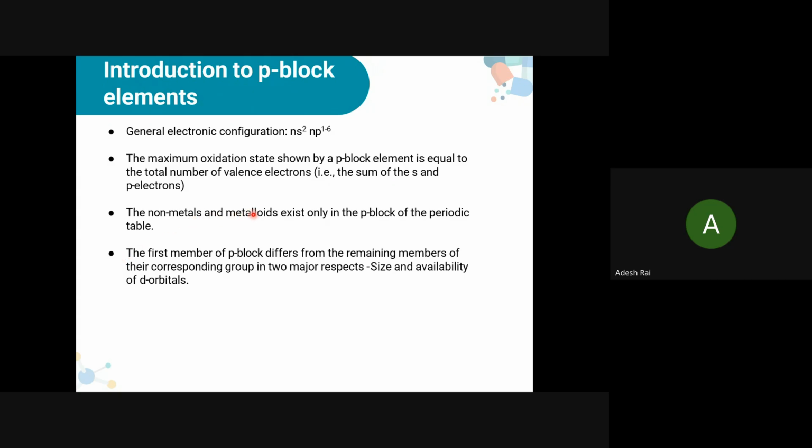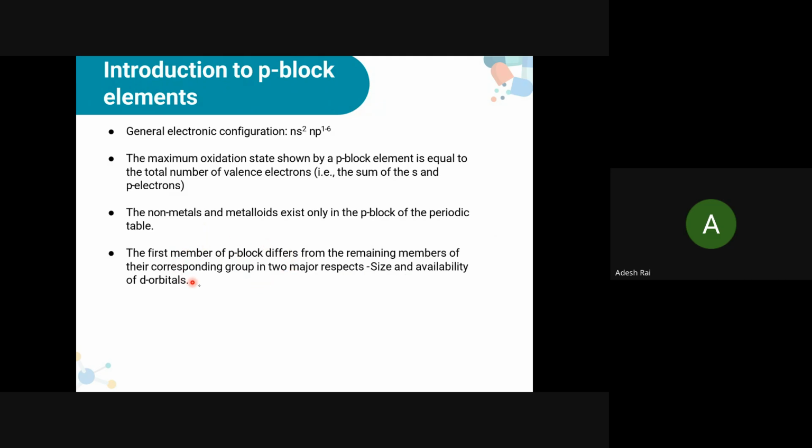The non-metals and metalloids exist only in the p block of the periodic table. That is very clear to everyone, right? Because the s block has metals, and the d block also has metals only. So only the p block is versatile: it consists of metals, non-metals as well as metalloids. The first member of the p block differs from the remaining members of the corresponding group in two major respects: size and availability of orbitals.